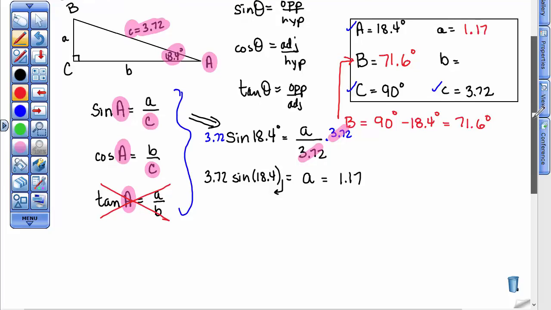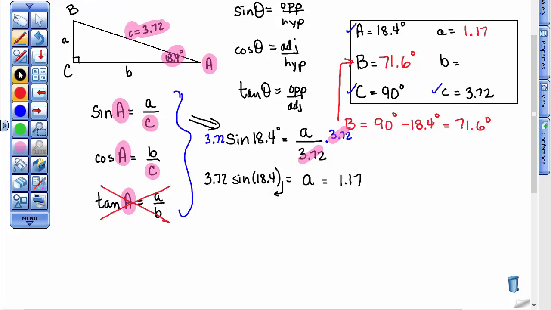So now I've got to find side B. You know, this is a right triangle. So side B could be found using the Pythagorean Theorem, but I'm not going to do that. I'm going to use this statement right here to find side B. I'm going to fill in angle A and side C into the cosine statement. I'm going to have to write it way down here. So that is that the cosine of angle A is equal to side B over side C.